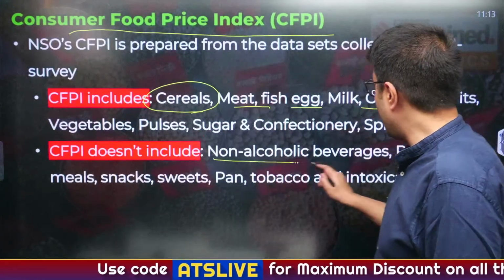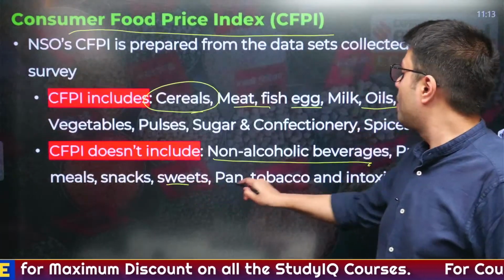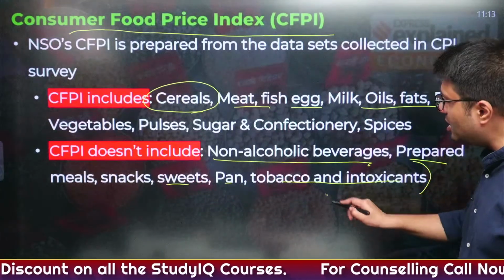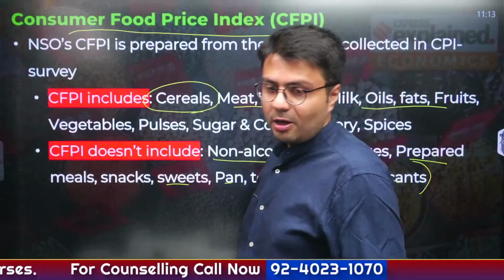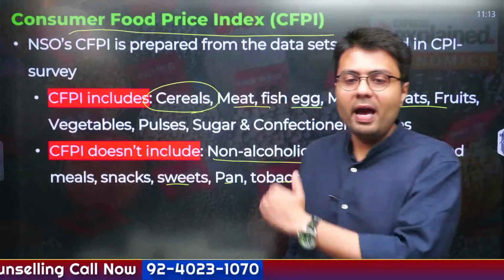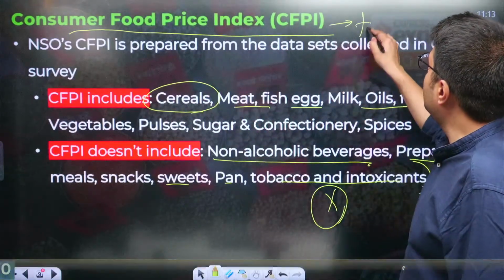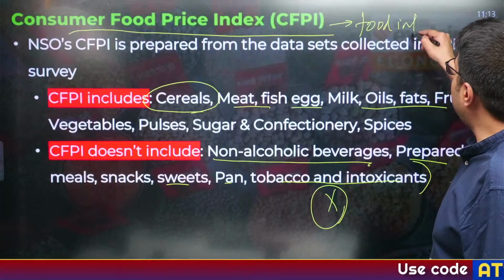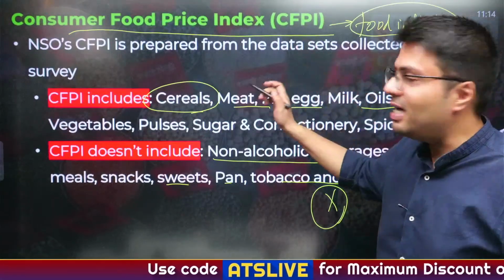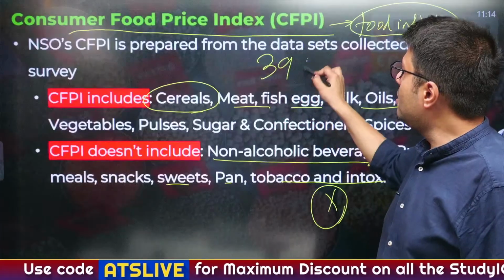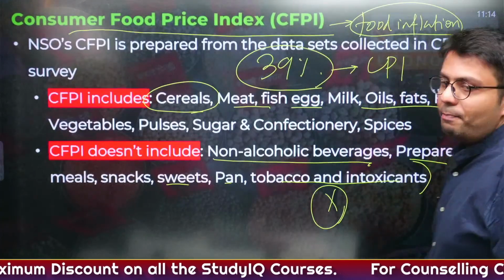And we consider this to measure food inflation, but we eliminate some of the items before we measure food inflation. These are non-alcoholic beverages, prepared meals and snacks, sweets, pan, tobacco and intoxicants. So these are not utilized to calculate the consumer food price index, right? So this is why you need a different index to measure what is known as food inflation, right? And this index is called the consumer food price index, and basically this contributes about 39% share of what is constituted as CPI, right?